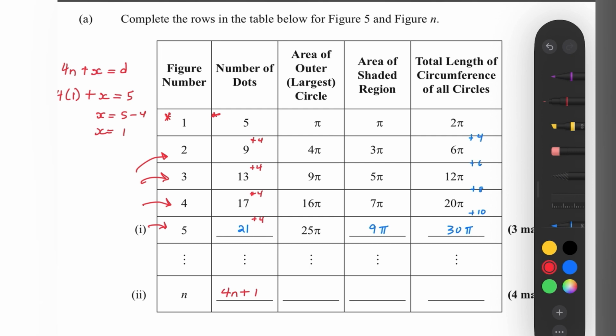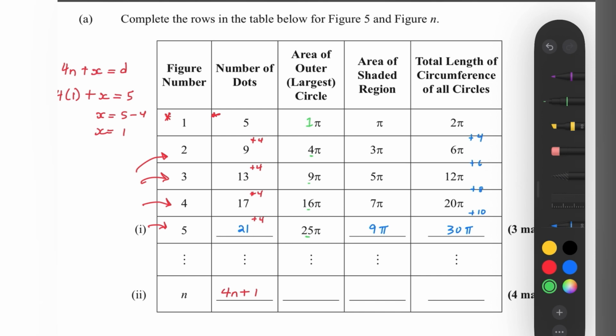Now for the area of the outer largest circle. Let's see what's happening here. Well, here it's pi, then 4 pi, then 9 pi, then 16 pi, then 25 pi. As you can see, these 4, 9, 16, and 25, and here is 1, which is already 1 pi, are all square numbers.